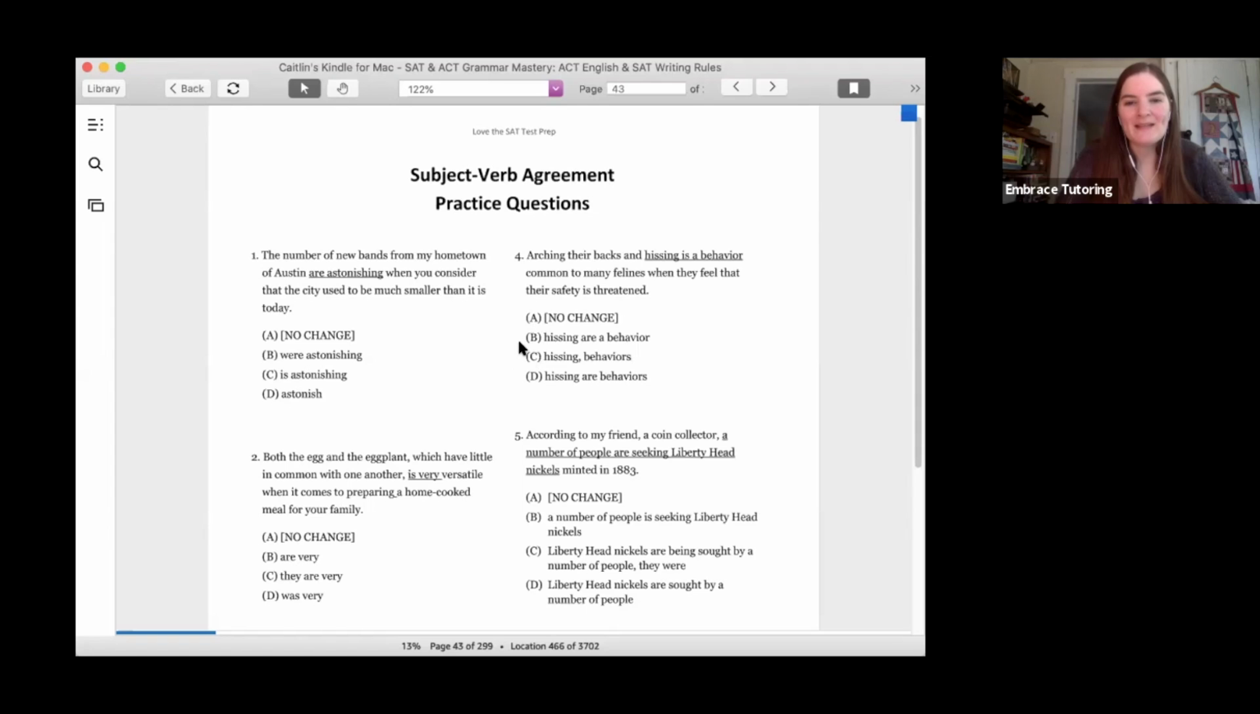So C doesn't make sense and B doesn't make sense either, because they don't sound right to our ear. There's either something missing or information that's wrong, an incorrect form that just isn't flowing right. Choice D: hissing are behaviors. So someone thought it was choice D and someone thought it was choice A. If we look at choice A first: arching their backs and hissing is a behavior common to many felines when they feel that their safety is threatened.